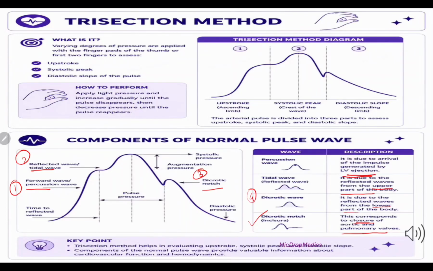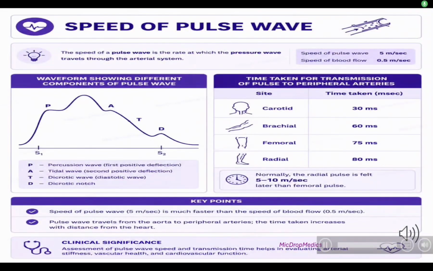By feeling for these microscopic components using the trisection method, you can catch cardiac structural anomalies early, guiding crucial clinical decisions before an echocardiogram is even ordered. Here is a fascinating physics question that often trips up medical students in oral exams. Is the speed of the pulse wave the same as the speed of actual blood flow? The answer is an absolute no. The speed of the pulse wave is about 5 meters per second, whereas the actual fluid velocity of blood flow is a sluggish 0.5 meters per second.